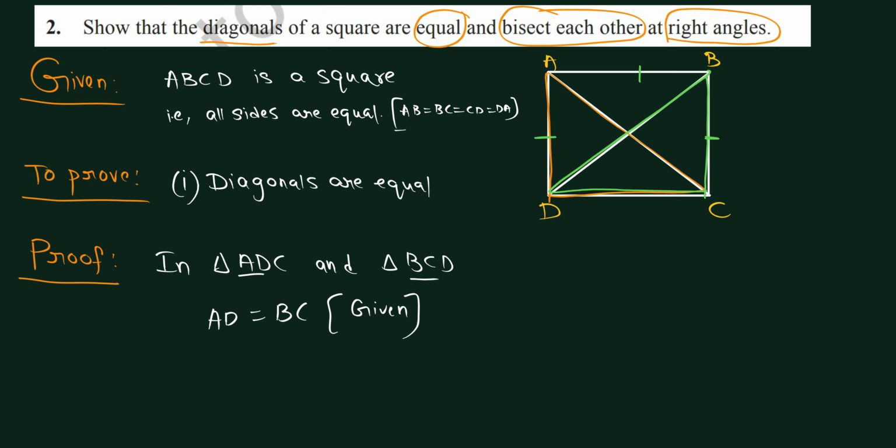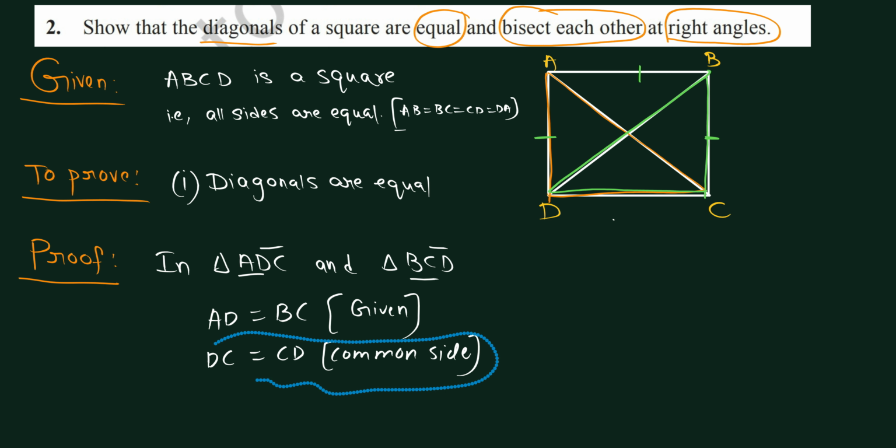Now, what is the common side we have here? Common side is DC. Both triangles have the same base, DC, so DC is equal to CD. These two are the common side. Okay, so one more is there. What is that? In a square, already you know that. Just a minute. Before writing this, you write one more thing here. So what is the thing you have to write here before writing this?